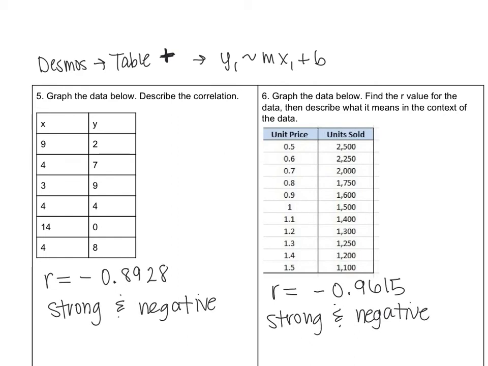I had a lot of people that when we had problems similar to 5 and 6 on the quiz, they didn't actually give me R, they just described the correlation. So make sure you're paying attention to whether or not I want both R and the description, or one or the other. So make sure you're reading the problem in its entirety before you're answering.